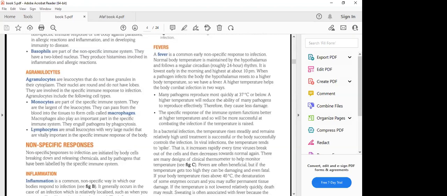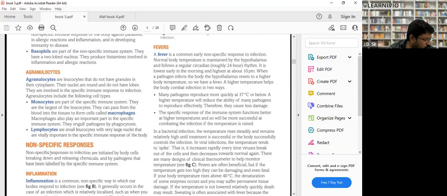So what is circadian rhythm? Circadian rhythm basically has to do with the sun. Circadian means sun. When the sun comes, it becomes day. When the sun goes, it becomes night, right? So this alternation of day and night due to sunlight is called circadian rhythm. Got it? Okay.